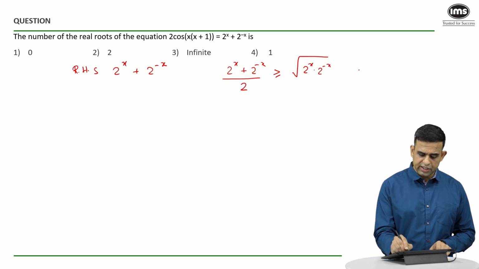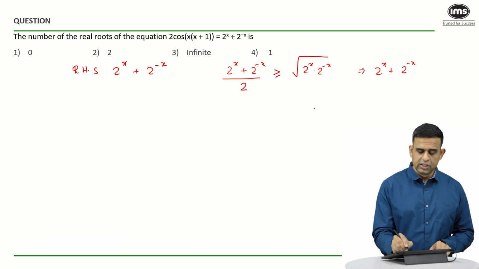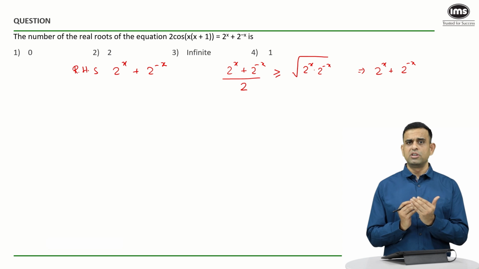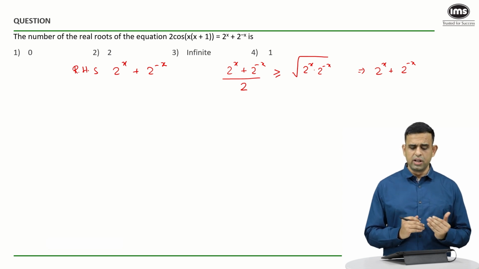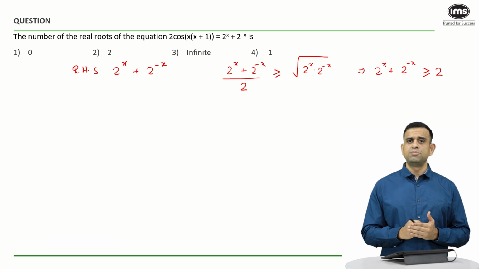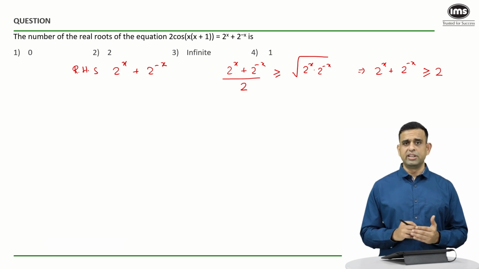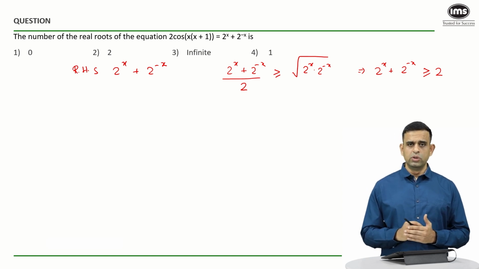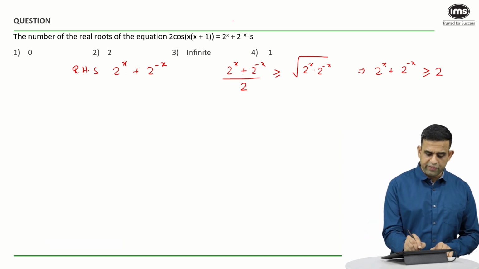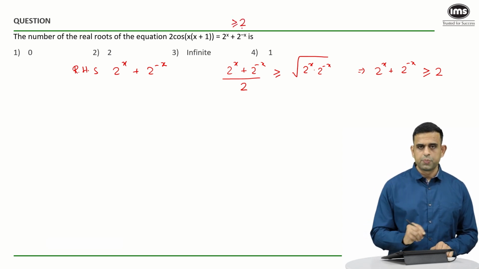So one can say 2 raised to x plus 2 raised to minus x, my RHS part right now becomes equal to 1 because root of 2^0 becomes root of 1, which is 1. And if I cross multiply, I get 2^x + 2^(-x) more than or equal to 2. So it is very clear right now that my RHS value is definitely going to be more than or equal to 2.